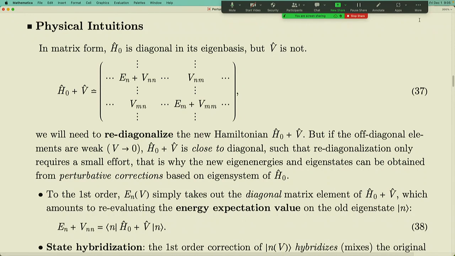If you look at this matrix, it will be dominated by the diagonal part because the diagonal elements, En and Em, are much larger than all these V's. All these V's are just very small numbers. So you can think of it as a matrix that is almost diagonal, but there are only some off-diagonal matrix elements which are quite small compared to the diagonal matrix elements. So the goal is to re-diagonalize this almost diagonal matrix, which is this new Hamiltonian.